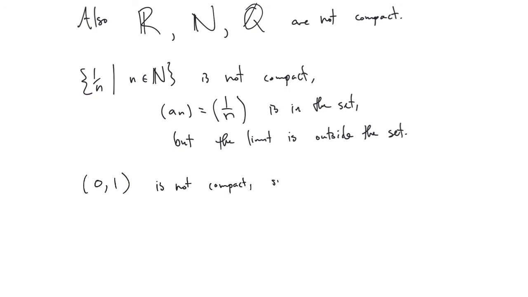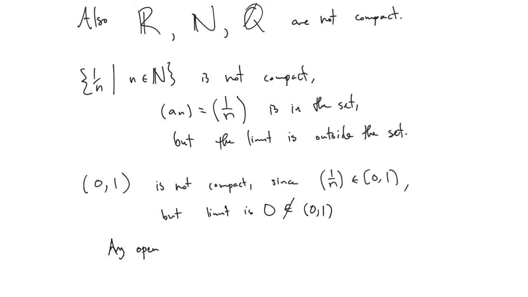The same sequence works, right? The sequence 1 over n, these terms are in the interval 0 to 1, but the limit is 0, which is not in the interval 0 to 1, right? Anything that looks like an open interval, you can always find a sequence of points marching up to the endpoint, but the endpoint is missing, and so it won't be in the set anymore. So actually, it's not so hard to show: any open interval is not a compact set for this reason.